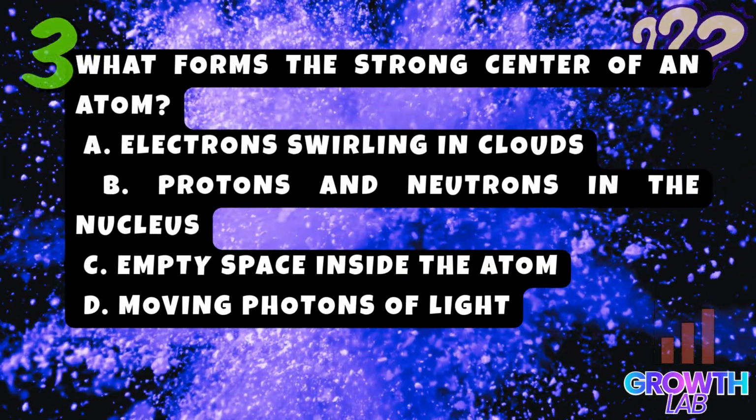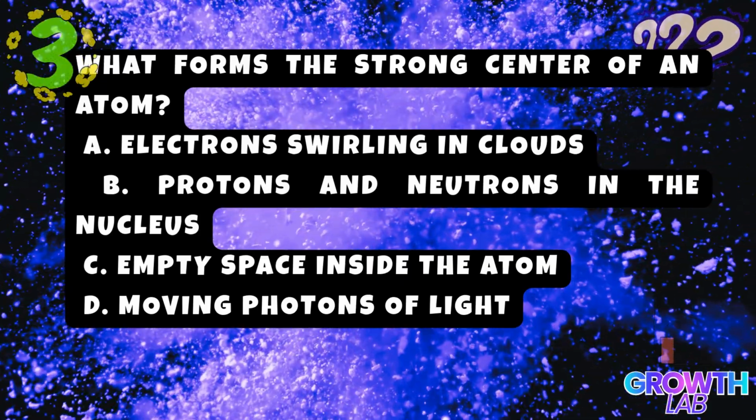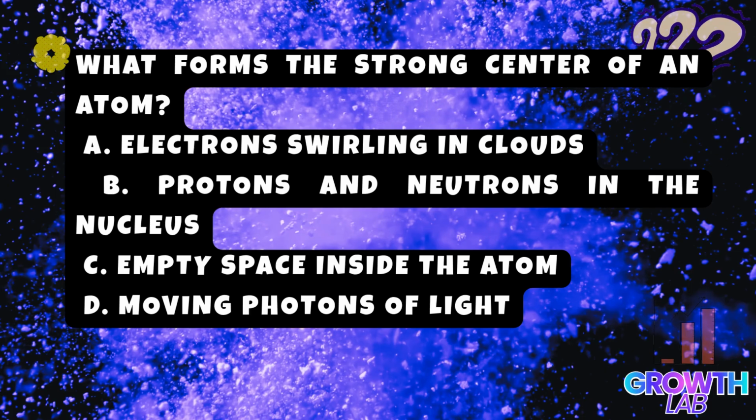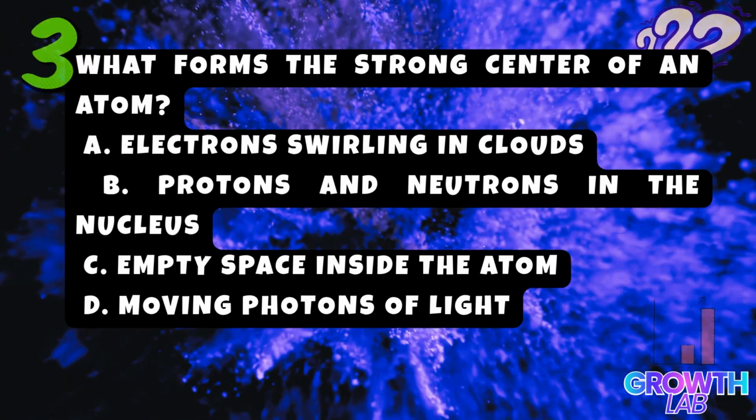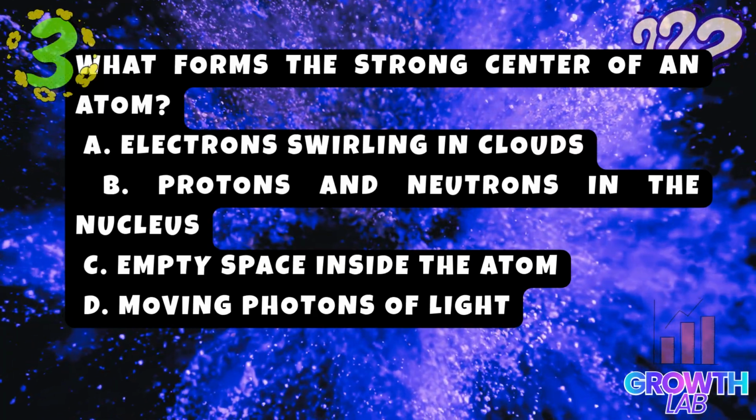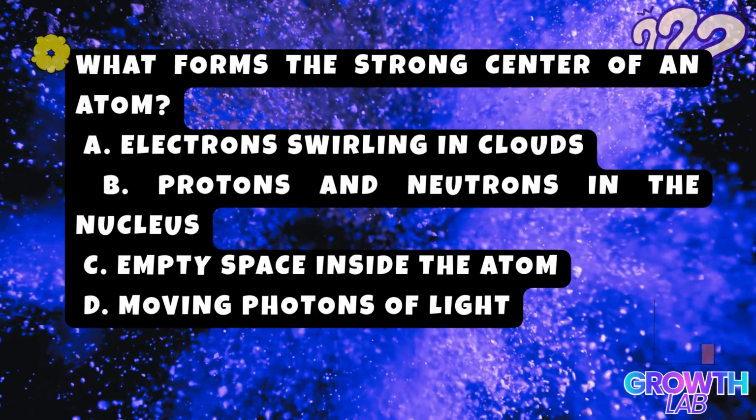Question 3. What forms the strong center of an atom? Answer options are: Option A, electrons swirling in clouds. Option B, protons and neutrons in the nucleus. Option C, empty space inside the atom. Option D, moving photons of light.